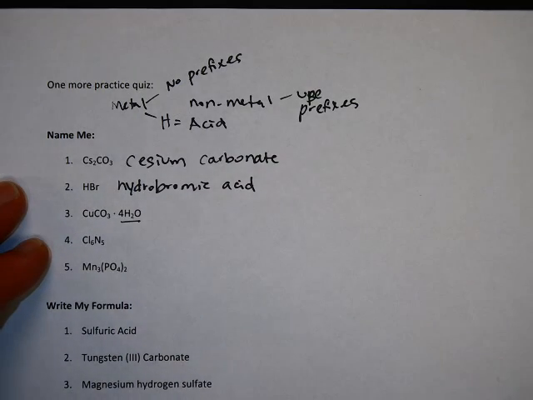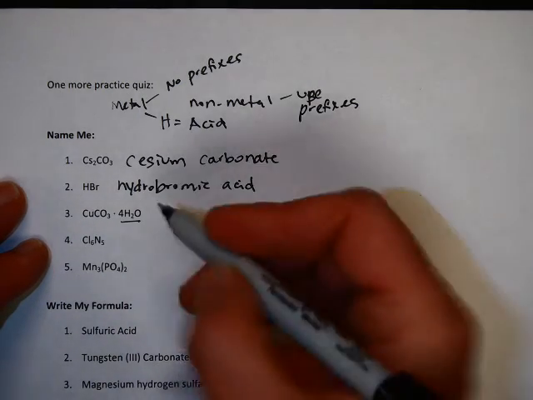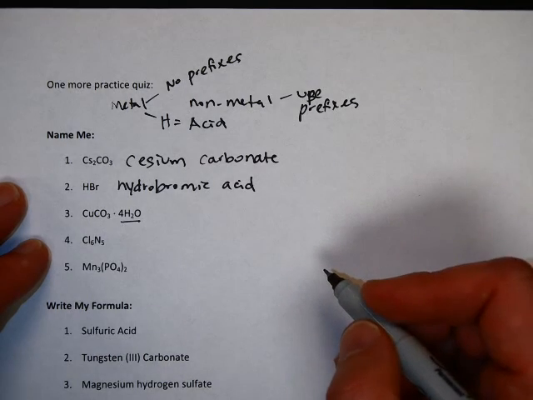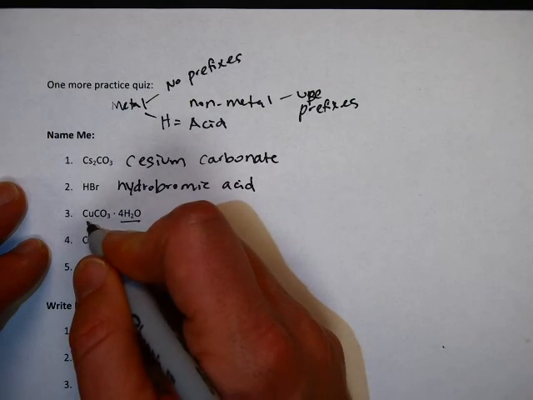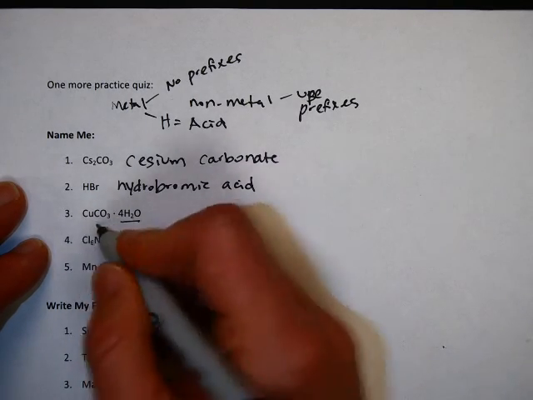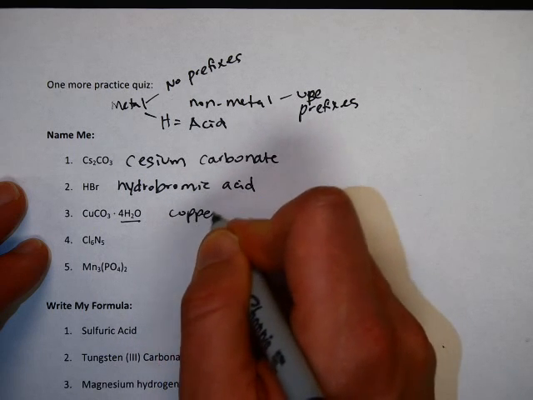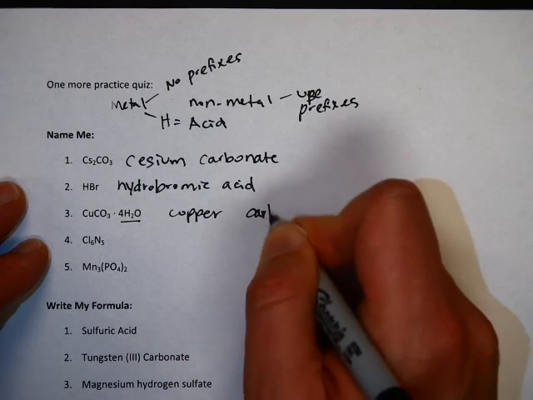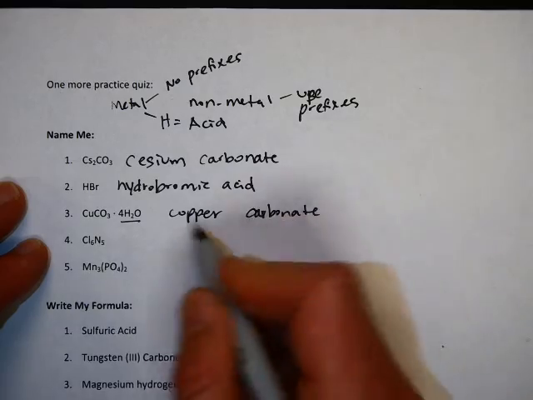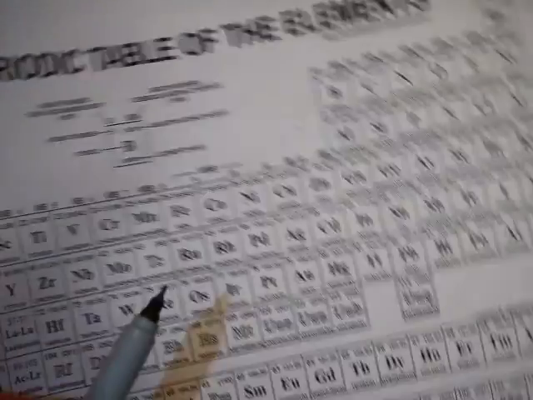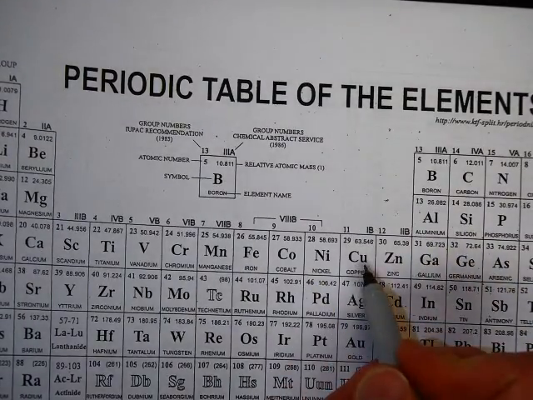Okay, so here is the third one. You can see it says CuCO3, and this dot 4H2O. This is what we call a hydrate. So at the end of this compound, we're going to have some water attached to it. We have to say how many waters, and we call it a hydrate. So first, this is a metal, copper, and that's carbonate, so we call it copper carbonate.